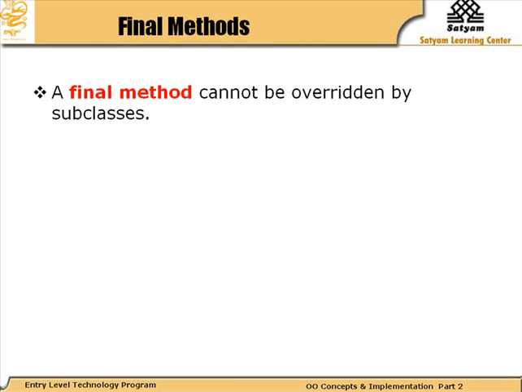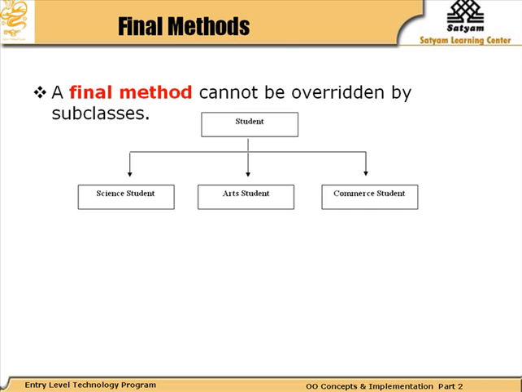Final methods. A final method cannot be overridden by subclasses. Now let's assume a hierarchy of students in a university. Here, the classes ScienceStudent, ArtsStudent, and CommerceStudent are extended from the class Student. Let's further assume that all students in the university have a similar exam registration process. In such a case, it would be better if I implement the method to register for examination in the Student class, and further ensure that the method cannot be overridden.